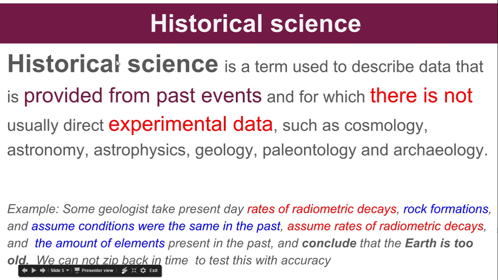And we have the historical science. Historical science is a term used to describe data that is provided from past events and for which there is not usually direct experimental data in the present day, such as cosmology, astronomy, astrophysics, geology, paleontology, and archaeology. And the historical science is that part of science that gives way to different opinions and their interpretations and creates these different views and opinions in the science.